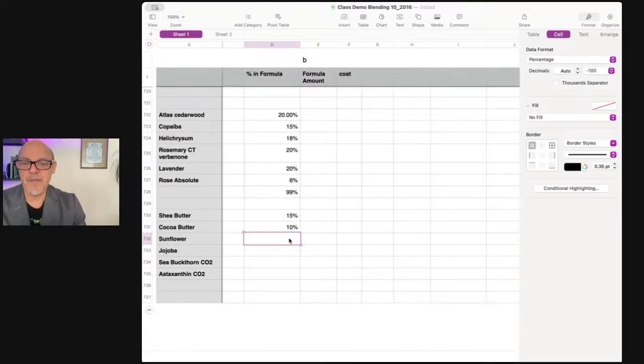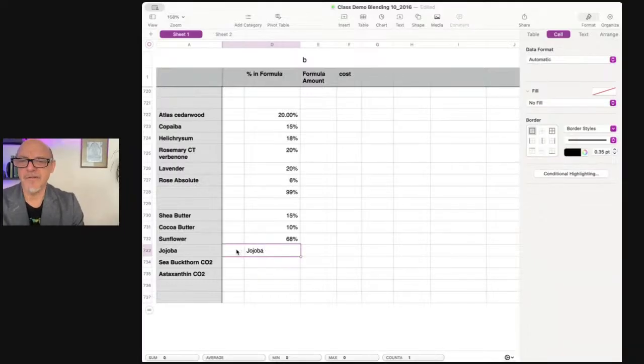So the formula would have to be done in a way that you have to melt the shea butter, melt the cocoa butter, then add it with the jojoba and... why did I do that? That's not what I was doing. I wanted to write 30% there.